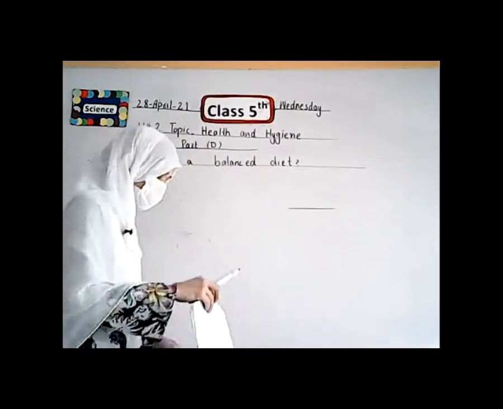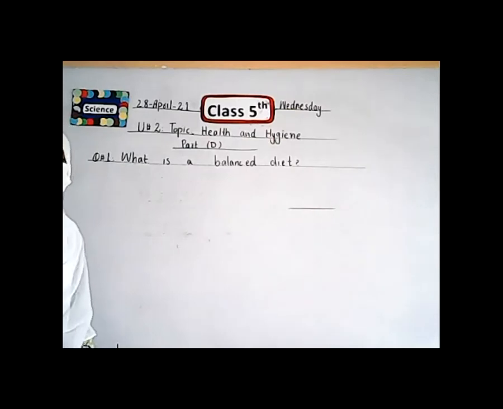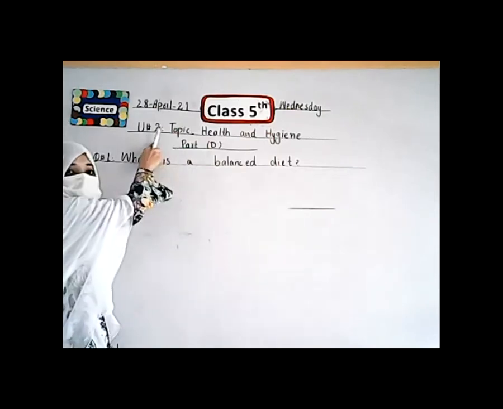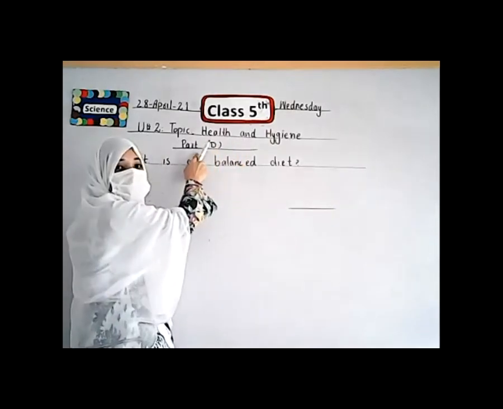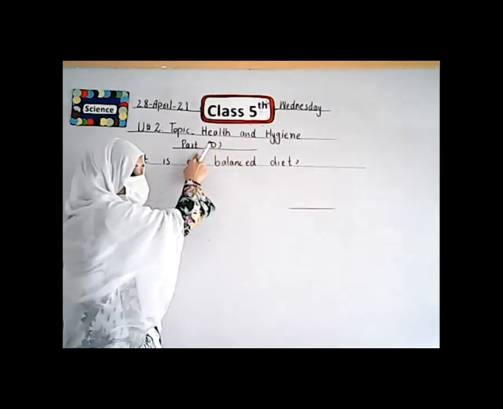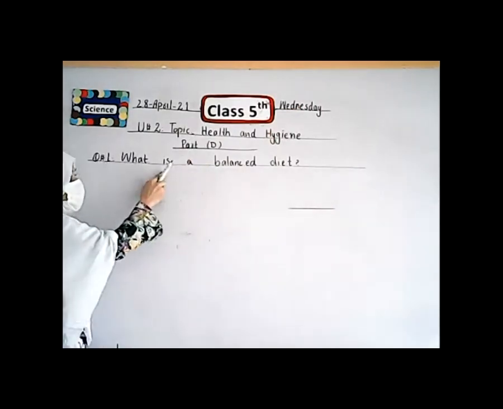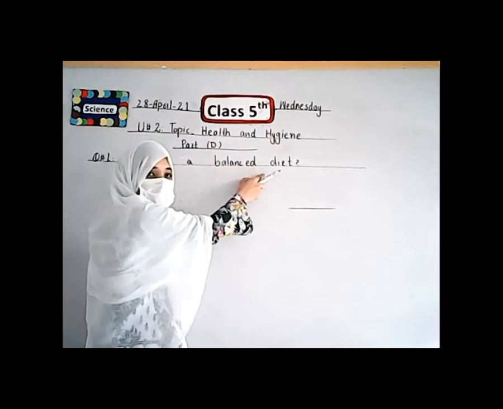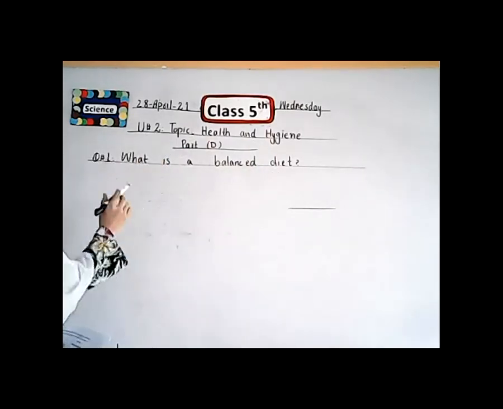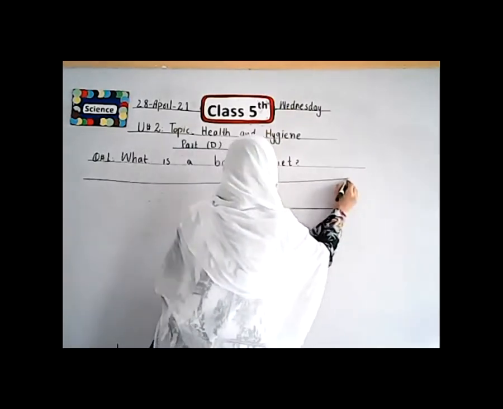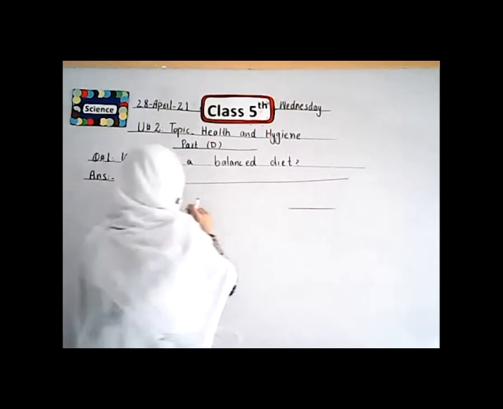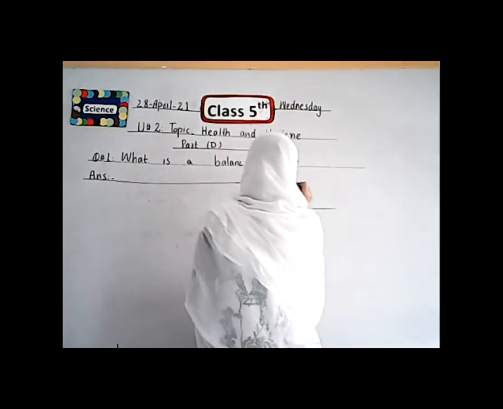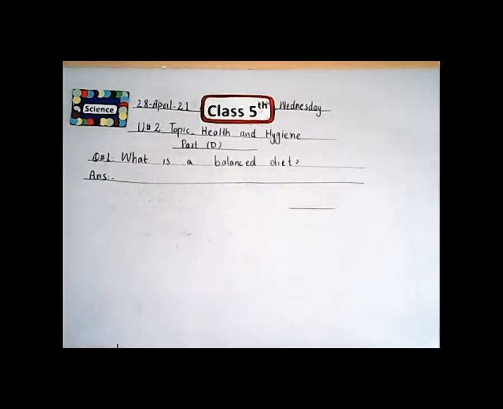Then I explain this. First, all the students open your science C-work copies. Ready your copies. Write unit number 2. Topic is health and hygiene. Today we start our part D. Make a heading of part D. Question number 1. What is a balanced diet? Balanced diet क्या होती है? Now I write the answer of this question. First, all the students write the answer of this question. Then I explain.